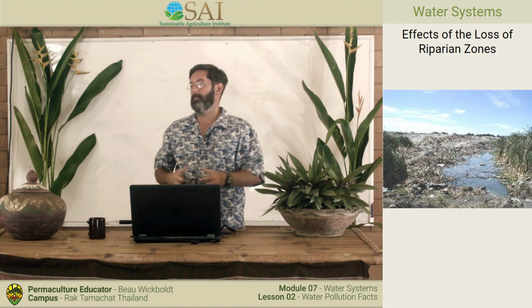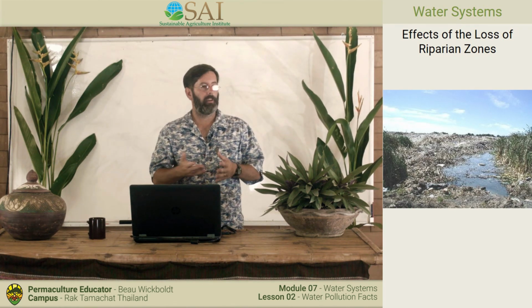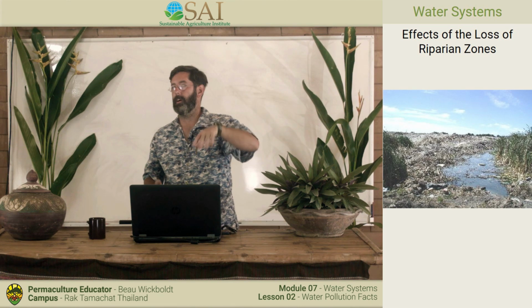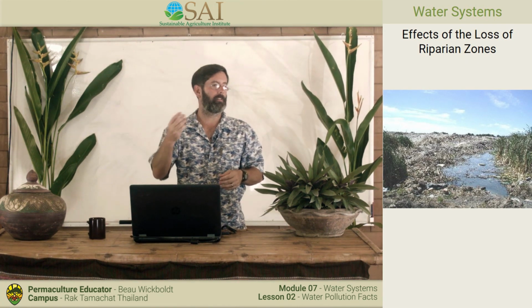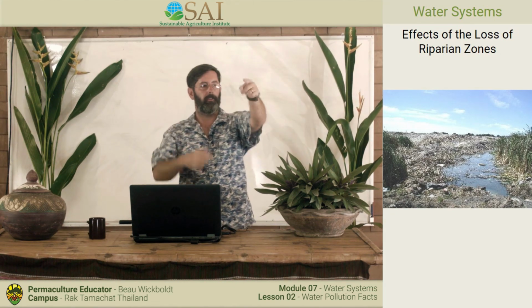I now have, say, dirty or eroded water. How do I clean it? So here we have our water systems at Raktamachat. I have a catchment of about 300 acres of watershed that comes through this pond. So when the rains come, it floods, it comes through this pond.